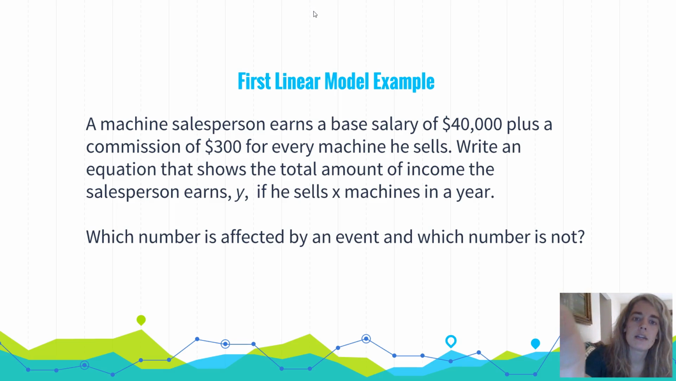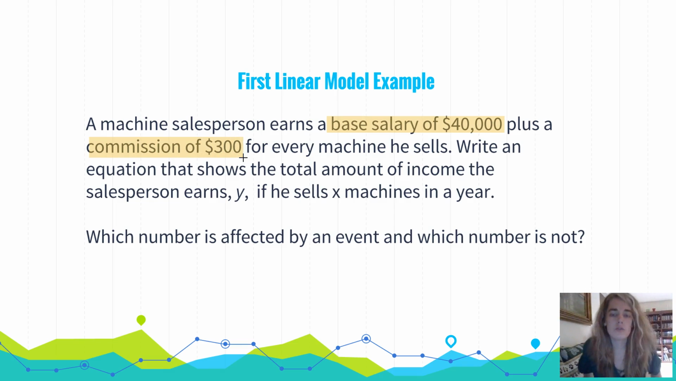I'm going to do a little highlighting here. So we have a base salary of $40,000, and then it says plus a commission of $300. Those are the two numbers that we're going to be working with. One of those is our slope, the other is our y-intercept. Remember, think of that as your starting point and your change.